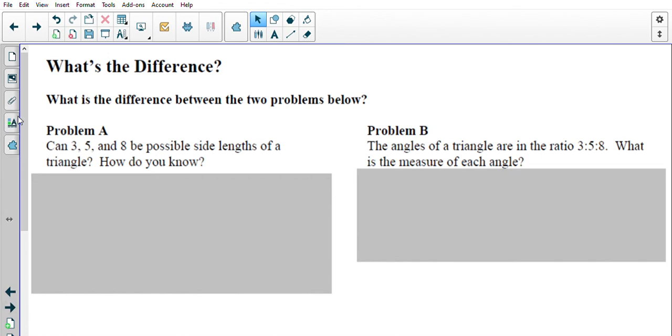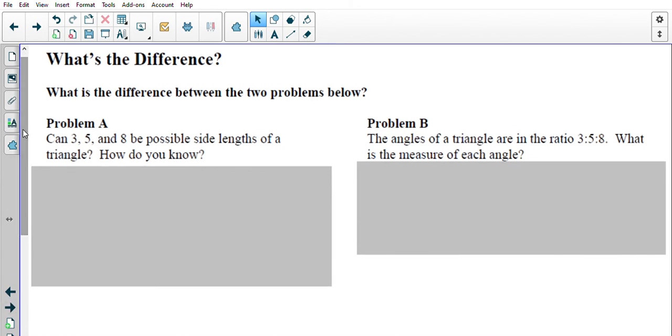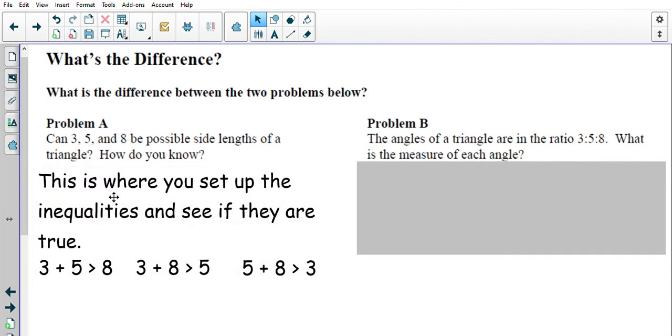So let's take a look at these two problems, because this is where students get mixed up. It says, what is the difference between the two problems below? Problem A, can 3, 5, and 8 be possible side lengths of a triangle? How do you know? Problem B still involves 3, 5, and 8, but it says the angles of a triangle are in the ratio 3 to 5 to 8. What is the measure of each angle? Well, for problem A, this is where you want to set up the inequalities and see if they are true, because we're talking about side lengths. That's triangle inequality theorem. So anytime we're talking about side lengths, your head wants to immediately go to triangle inequality theorem. That means I need to set up the inequalities.